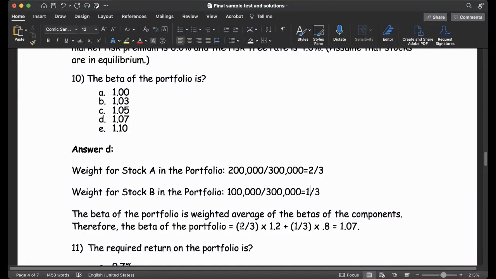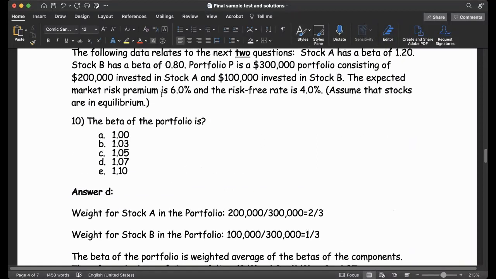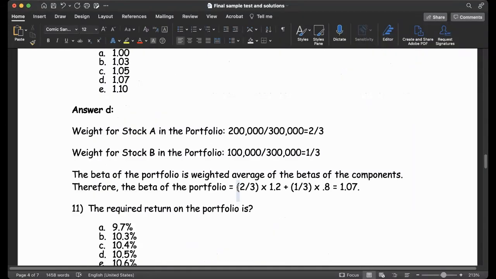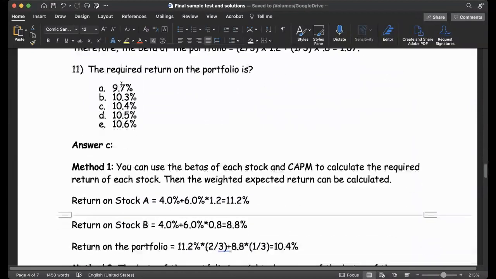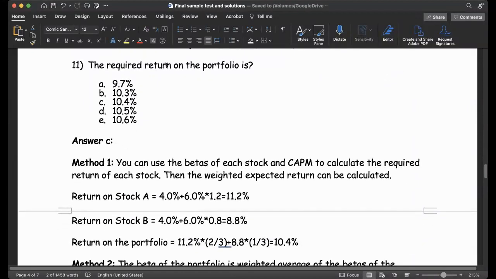So we use the two weights, 2/3, 1/3 multiplied by the two betas for stock A and B, which is 1.2 and 0.8. Okay, we use the weight for stock A multiplied by beta for stock A plus weight for stock B multiplied by beta for stock B. So we have 1.07 as the beta for the portfolio, option D. Question 11, what is required return?